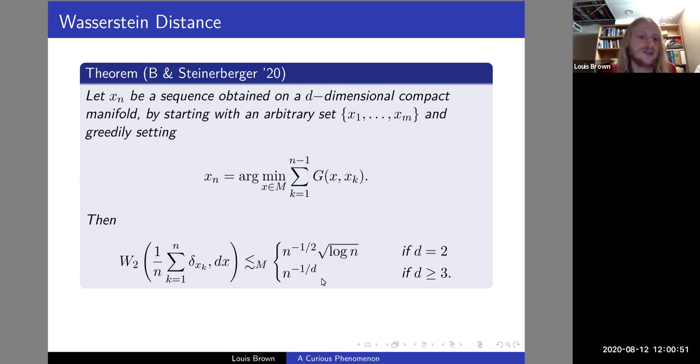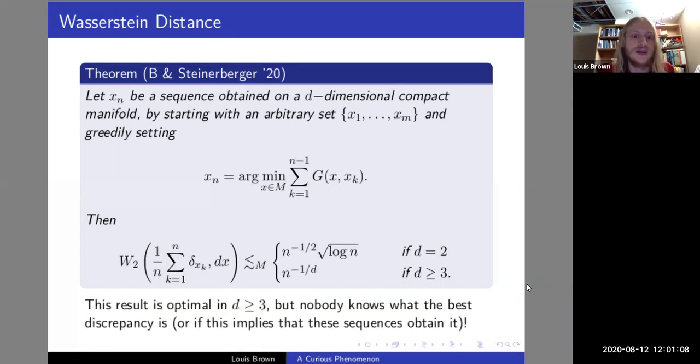If you're paying very close attention, you might notice that I'm cheating a little here, because this is W2 and not W1. But by Hölder's inequality, W2 can't be better than W1, so the bound of n to the minus 1 over d is still the same. So this result is optimal for d at least 3, but we don't know what the best discrepancy is, or if this implies that the sequences obtain it. We just know that it's the optimal Wasserstein distance.